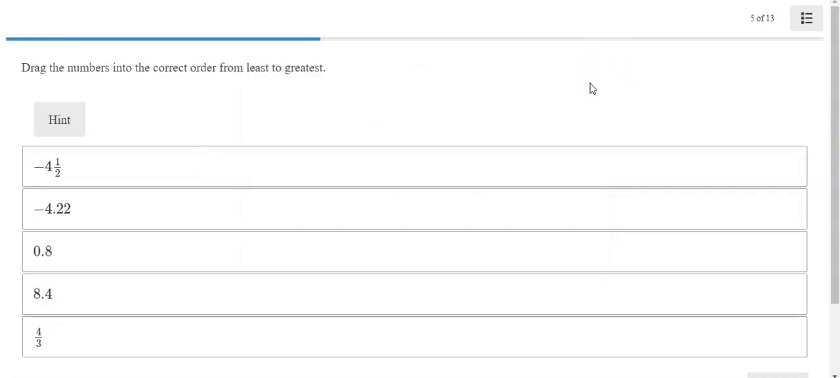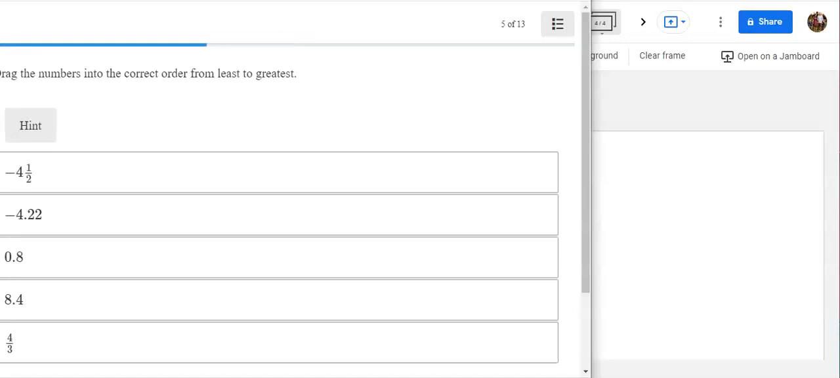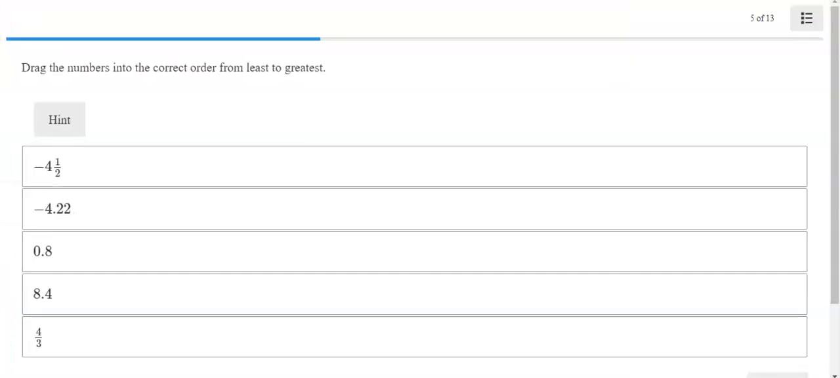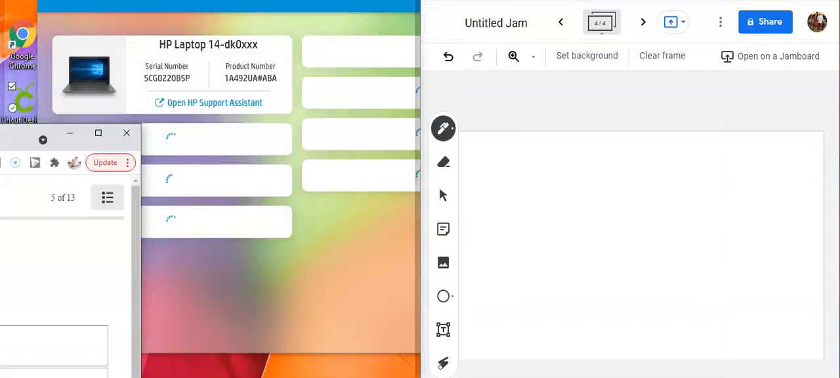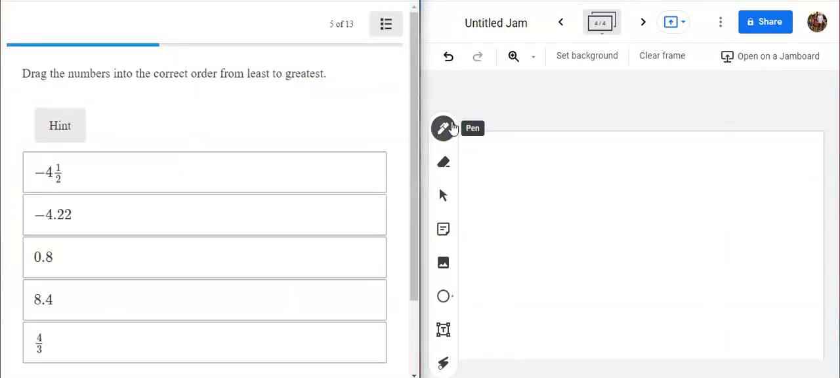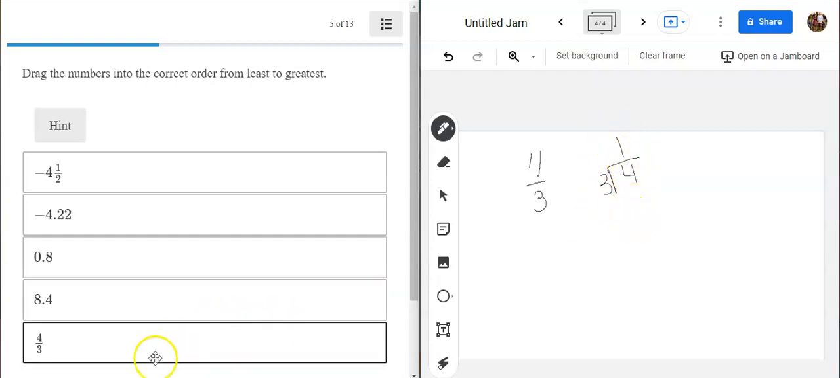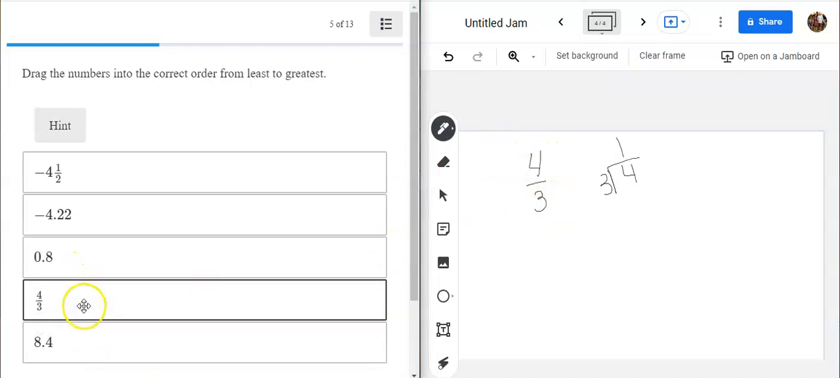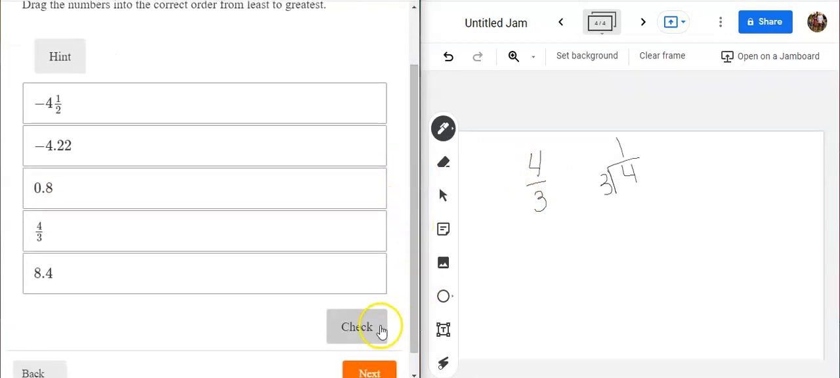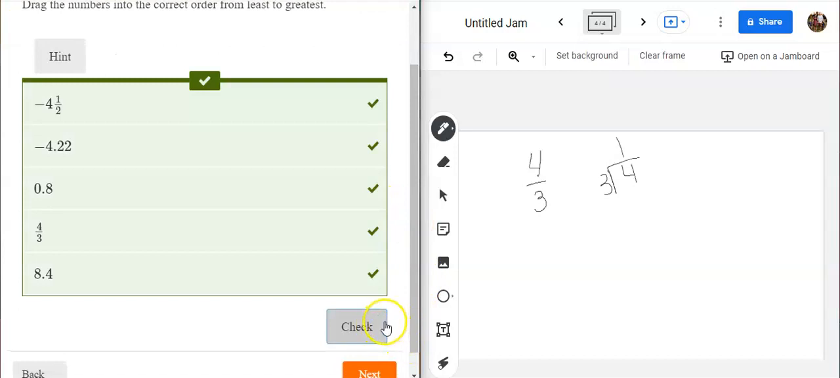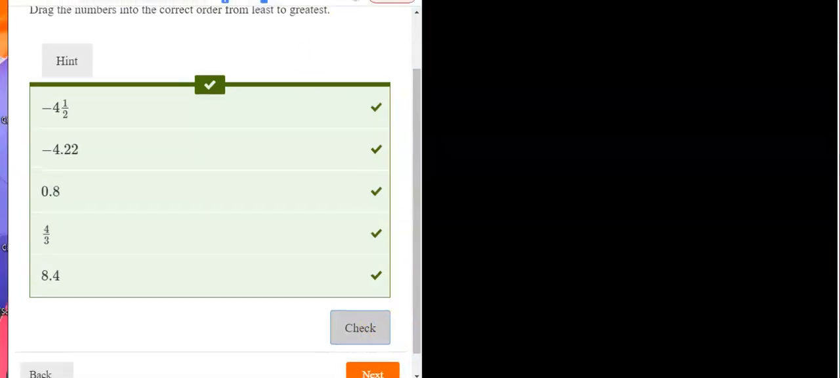So we need to figure out what whole number goes in front of 4 over 3. Let's look at it over on the work side. So I have 4 over 3. Some of you can do this in your head, but if you can't, 3 goes into 4 once. So the whole number in front of 4/3 is 1. So 1 is smaller than 8, but bigger than 0. Just like that.